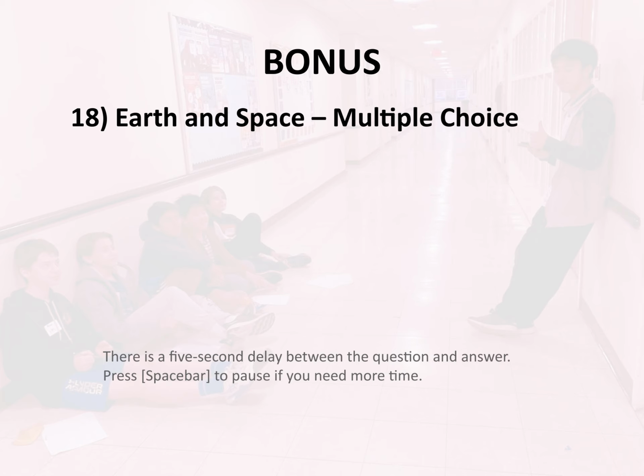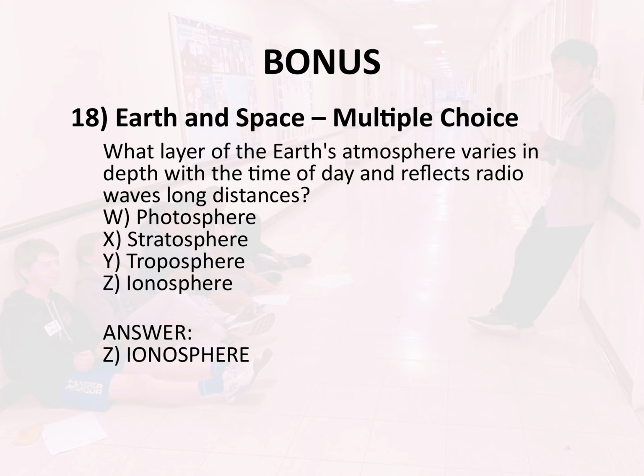Bonus 18. Earth and space, multiple choice. What layer of the Earth's atmosphere varies in depth with the time of day and reflects radio waves long distances? W. Photosphere. X. Stratosphere. Y. Troposphere. Z. Ionosphere. Answer: Z. Ionosphere.